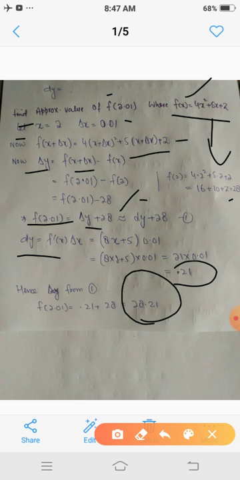So inshallah, from tomorrow's video lecture we will start another chapter, that is indefinite integration, simply the integration.